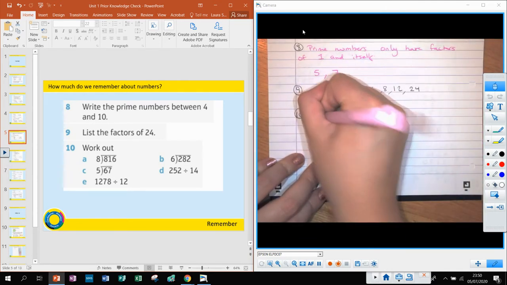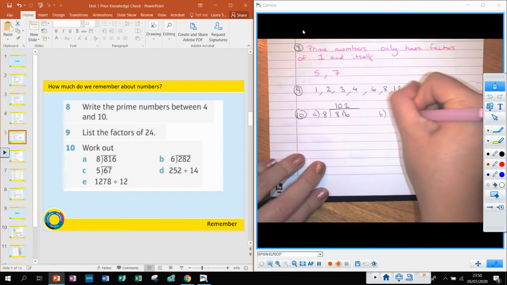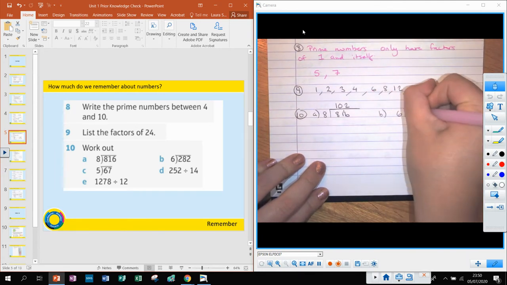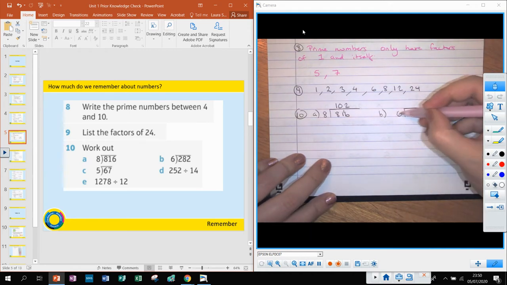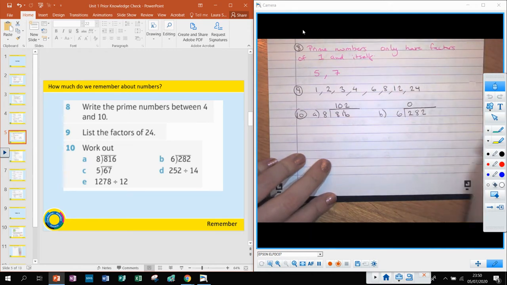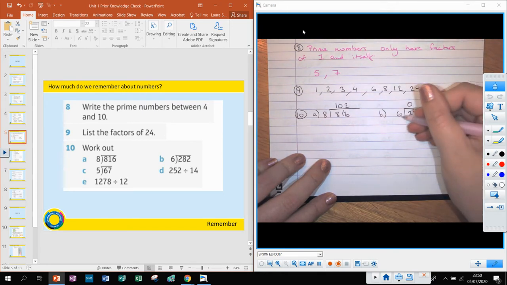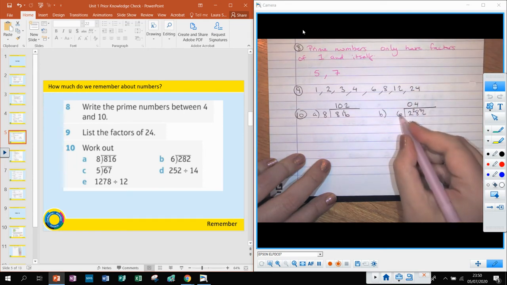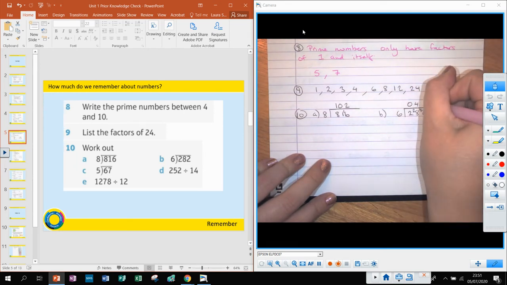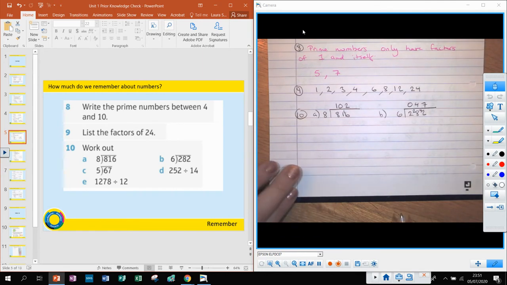That was part A. Part B, we have 6 into 282. All right, so 6 does not go into 2. So that's 0, and then carry the 2 because now that's going to be 28. 6 goes into 28 4 times, remainder 4. So 6 goes into 42 7 times. Done. So your answer is 47.